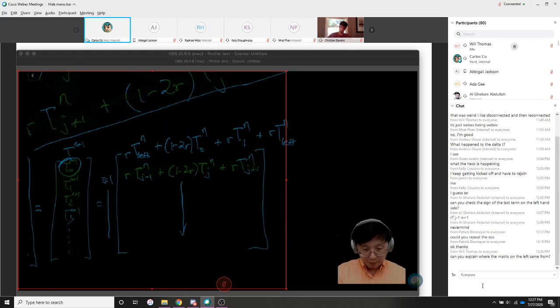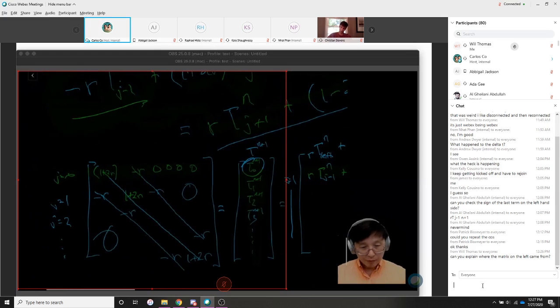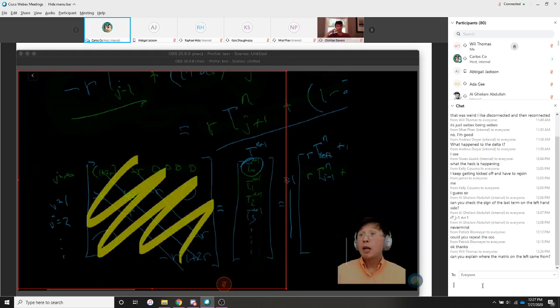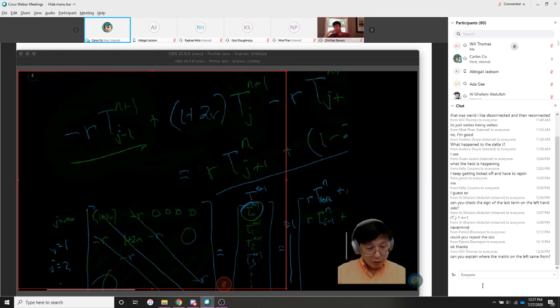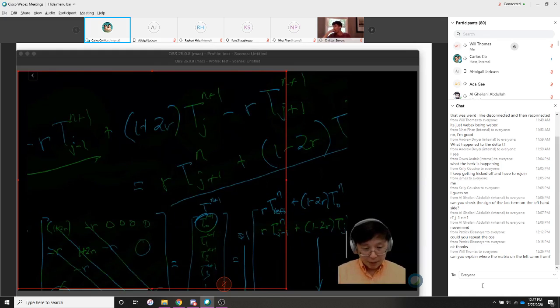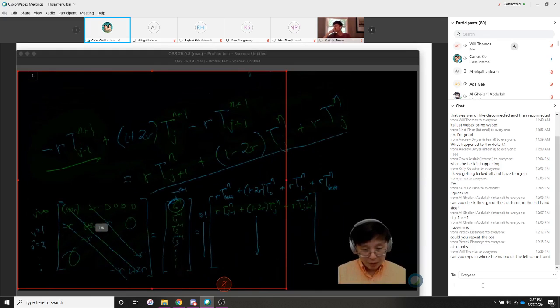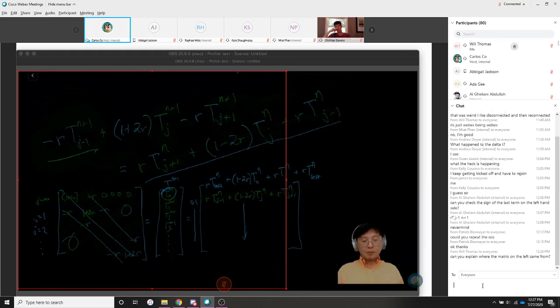Can you explain where the matrix on the left came from? This matrix? Oh, certainly. So that matrix is coming from, let me zoom in a bit, maybe you can see it better. Let me see where that matrix is coming from.